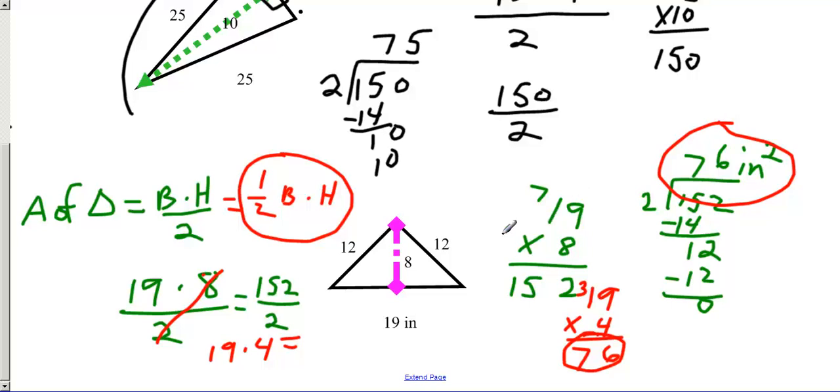So remember, when you're finding area of a triangle, the most important part is first finding the base and the height, and then implementing your formula. Either base times height divided by 2, or 1/2 of the base times the height, or 1/2 of the height times the base.